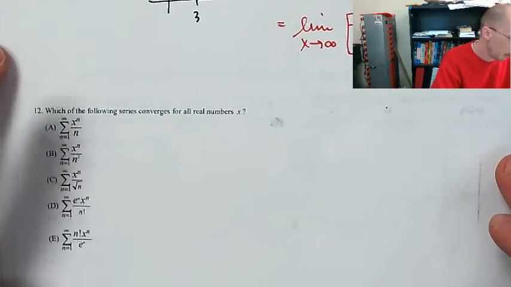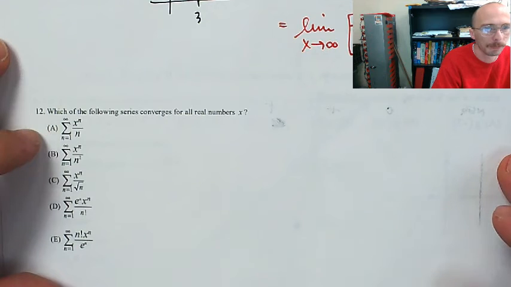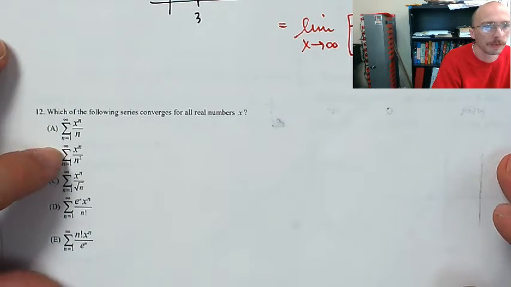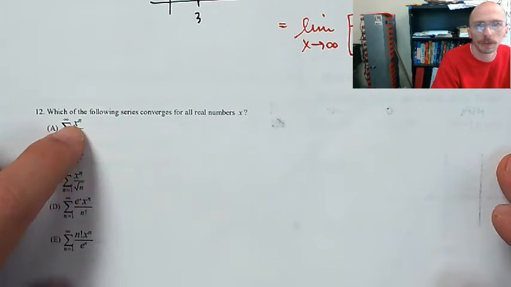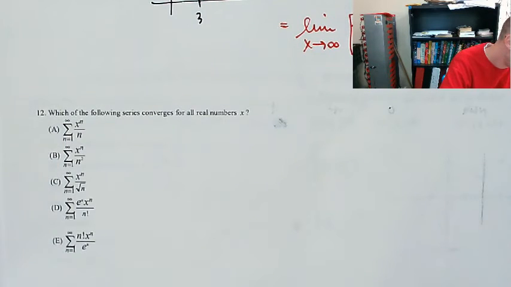All right, which of the following series converges for all real numbers x? Okay. So this is one where if we're trying to find the values of x where a series converges, we need to use the ratio test. Okay, but we don't want to do the ratio test on all of these. I'm trying to think.